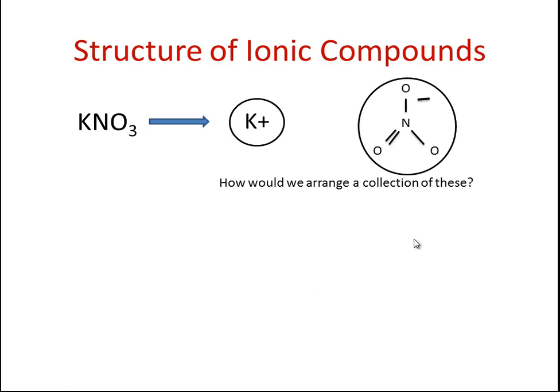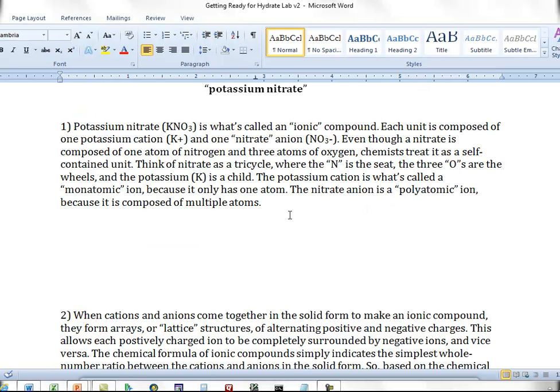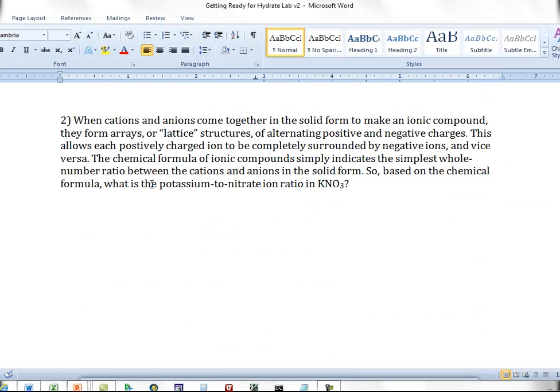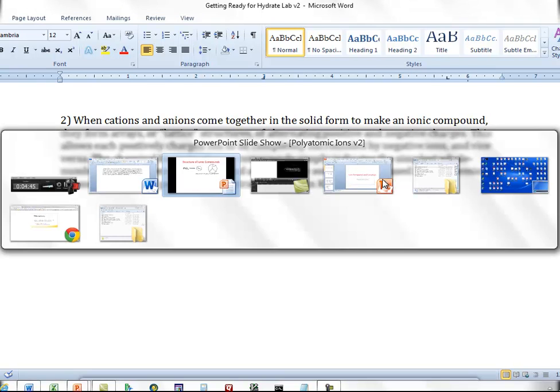Now, let's go back to here. In paragraph number 2, I talk about how cations and anions can come together and form ionic compounds. When they do that, they are almost always solids. In the solid form, these ions arrange themselves in what you might call arrays, or sometimes lattice structures. Because of the charges, they like to arrange themselves into a pattern of alternating positive and negative charges. Let's see what we mean by that.